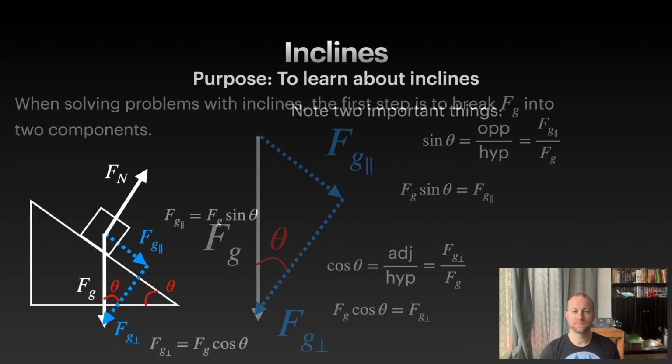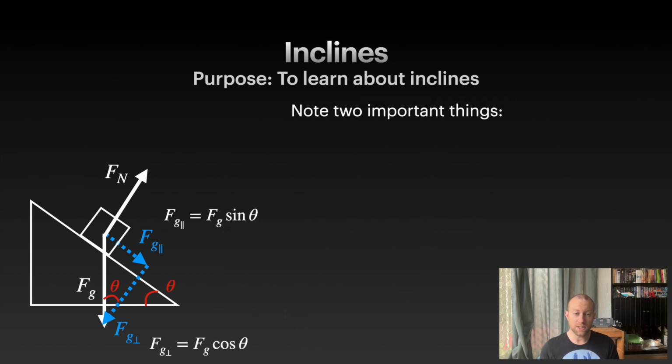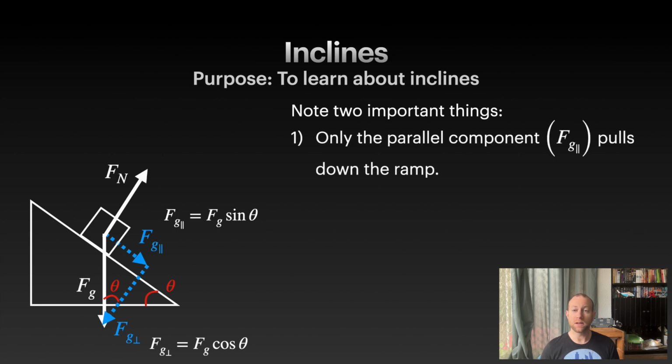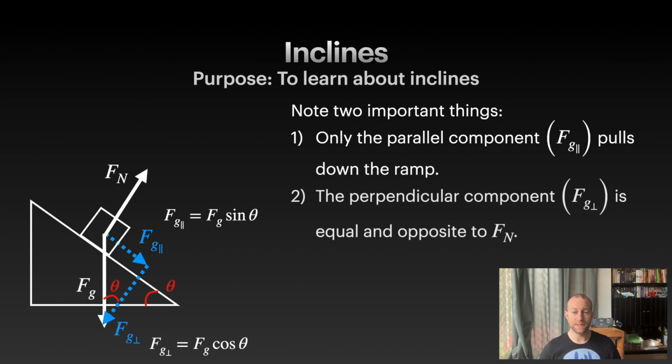So you need to be comfortable with Fg parallel being Fg sine theta and Fg perpendicular being Fg cos theta. So there's 2 important things to notice here. 1, the parallel component, that's the only part that pulls down the ramp. And the perpendicular component is equal to an opposite Fn. So if I'm ever looking for normal force, it's equal to the perpendicular.